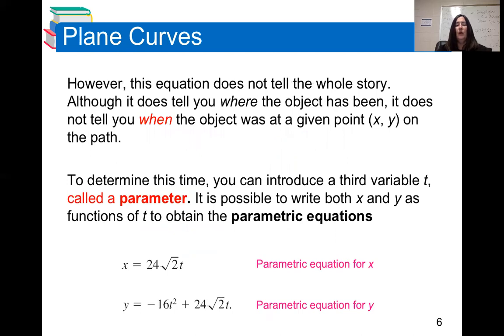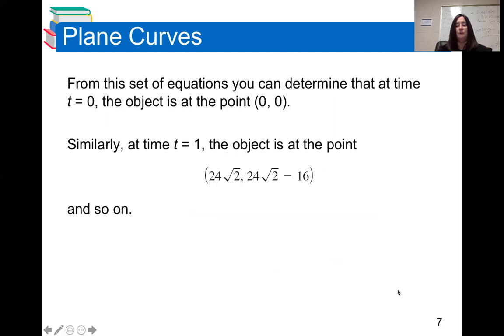When we are doing this, notice that x equals 24 square root of 2 t is called a parametric equation for x. And we also have a parametric equation for y, which is negative 16t squared plus 24 square root of 2 t. Really what happens is if we took the equation for x and solved for t, and replaced that into the y, we should get our rectangular equation, which is what they're going to have you do: switch from parametric equations to rectangular equations.